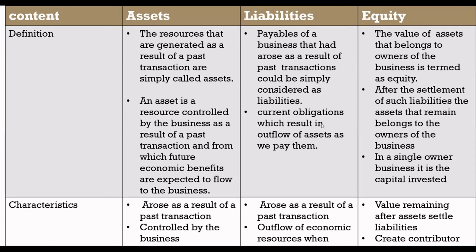So there are current obligations which will result in an outflow of assets. As I said, cash is an asset. Similarly, to pay, we will use our cash in the business. So when we pay from our cash, the cash will go out. That is why we call it an outflow of assets, right? So liabilities also can be divided into two. They are current liabilities and non-current liabilities.